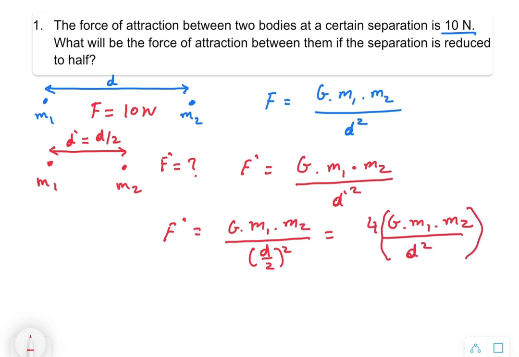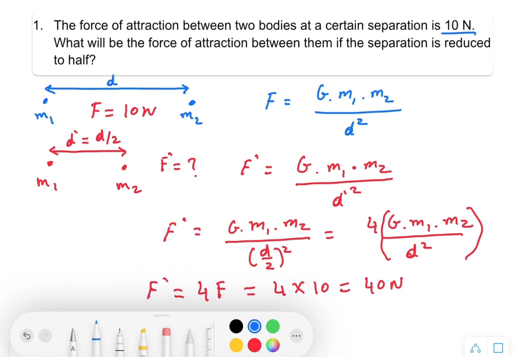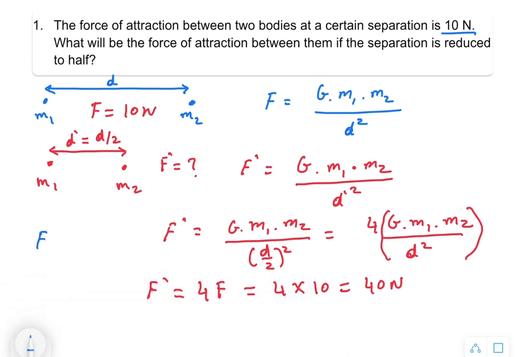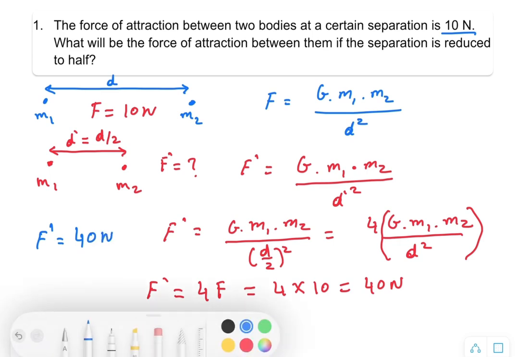Now this term is F. So F dash is equal to 4F. So this is equal to 4 multiplied by F, which is 10 newtons. So F dash will be 40 newtons. So the force of attraction between the two bodies, if the separation is reduced to half, will be F dash equal to 40 newtons.